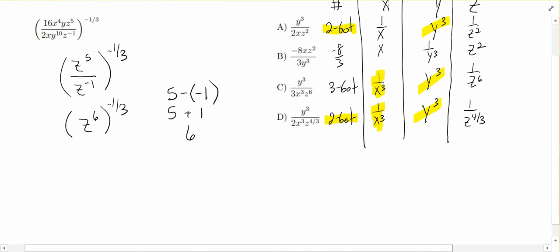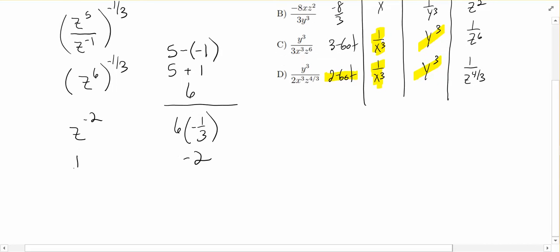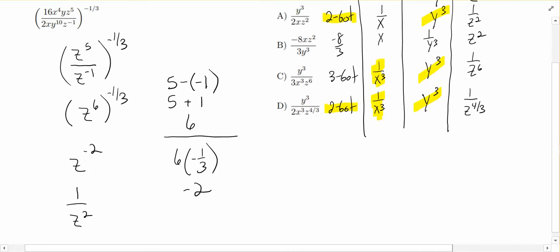When I have a power raised to a power, I multiply those. So that gets me z to the -2, which means 1 over z squared. So if I look back at my multiple choice options, B is the right answer. Oh, I lied. A. I circled the wrong one. Can't follow my own writing. A is the right answer. That has the z squared on the bottom. That's what I was looking for.